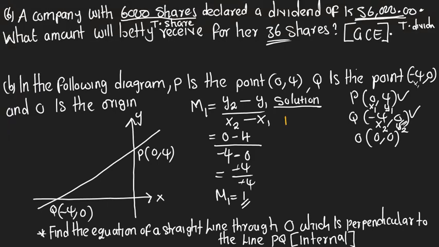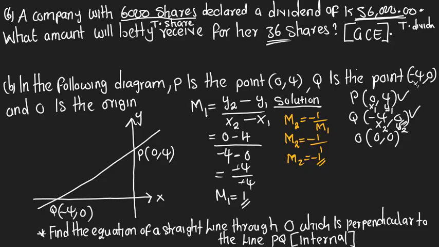You will say M2 is equal to -1 over M1. This is the formula to use. So gradient 2, please, whenever they are saying which is perpendicular to, find gradient 2. So your gradient 1 was +1, so it will be -1 over 1. So your gradient 2 is going to equal -1.